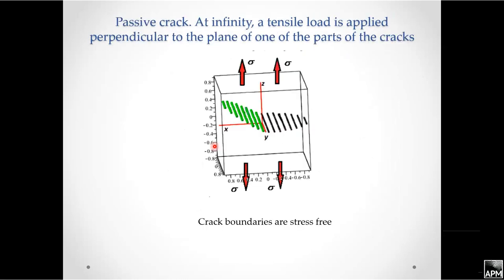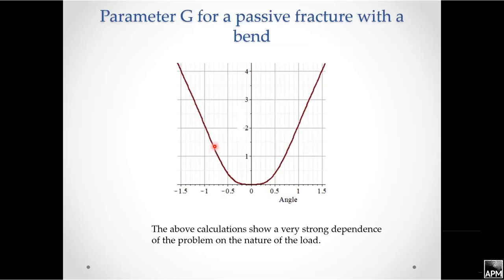And in this slide, we can see a passive crack. The crack boundaries are stress free. And here the parameter G has its maximum on the band line. So this fracture can grow along the band line.